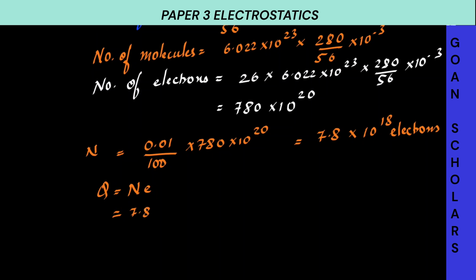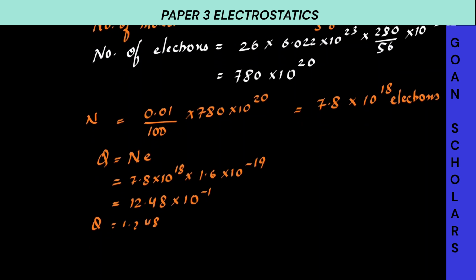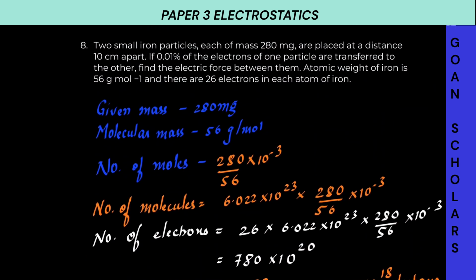So this will give you Q equal to N. N is 7.8 into 10 raised to 18. And what is the charge on one particular electron? 1.6 into 10 raised to minus 19. So when you multiply both, you will get the total charge. Let's see what the product gives us. 7.8 into 1.6 will be 12.48 into 10 to the power minus 1. Correct? This is our total charge Q. So we can rewrite it as 1.248 into 10 to the power, and this is our total charge which is transferred from each atom.